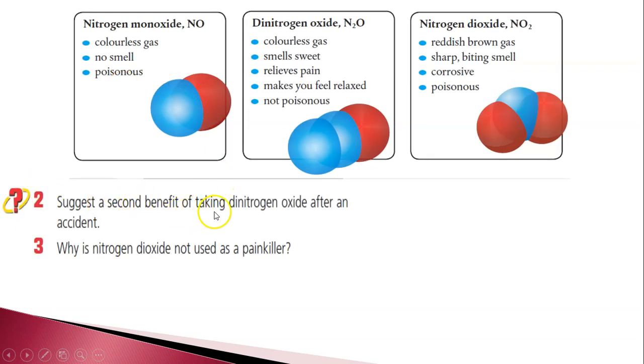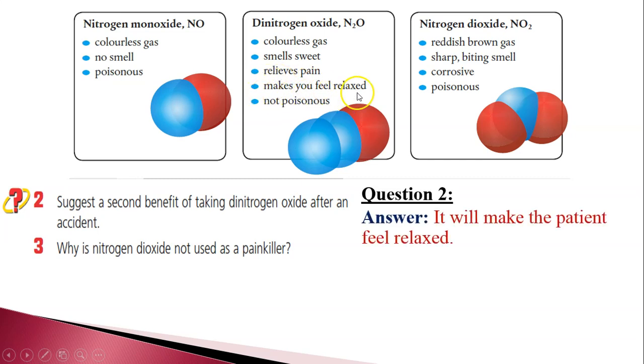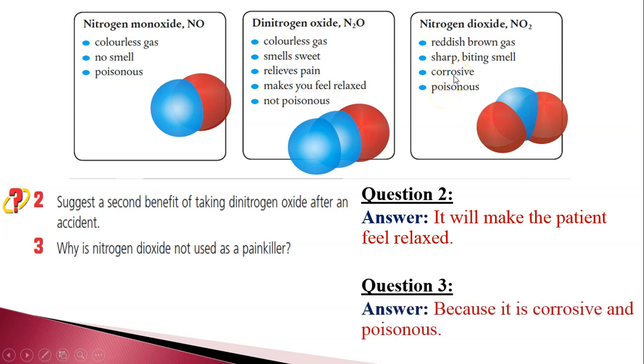Suggest a second benefit of taking dinitrogen oxide after an accident. We already said that it relieves the pain. What is the second advantage? It makes you feel relaxed. Why is nitrogen dioxide not used as a painkiller? This is nitrogen dioxide. As we already discussed, it is poisonous and corrosive. That's why we are not using it as a painkiller.